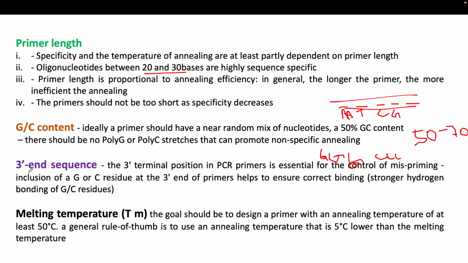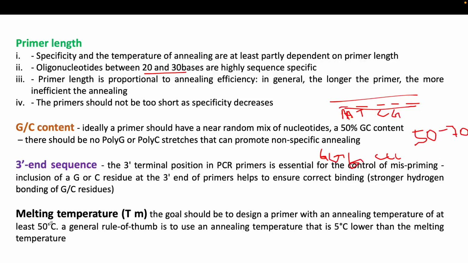The third thing is the 3' end sequence. The 3' terminal position in a PCR primer is essential for the control of mispriming. Inclusion of a GC residue at the 3' end of the primer helps to ensure correct binding. So the 3' end of the primer should end with either G or C, because G and C give 3 hydrogen bonds, so it provides some strength while annealing. But at the same time, there should not be poly G and poly C stretches at the 3' end. It should end with G or C, but not in a stretch form.